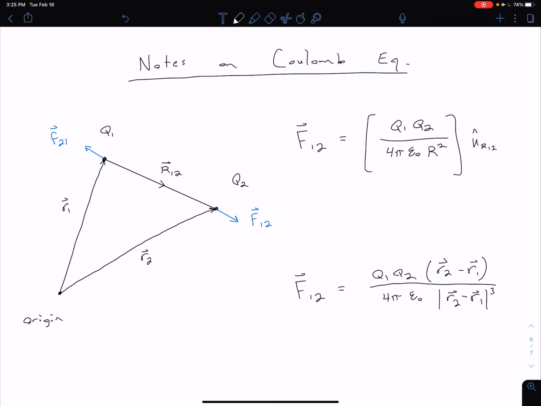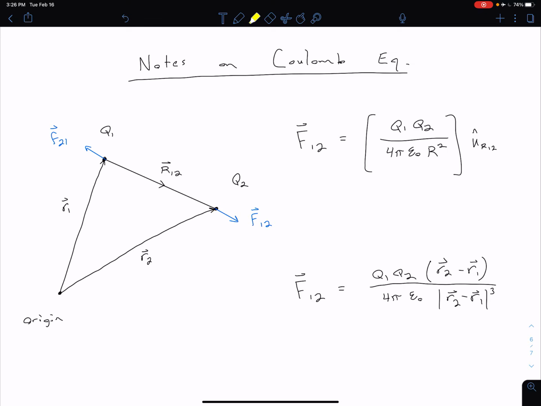In this video, we're going to go over a few important notes related to Coulomb's law and the equations that we arrived at the end of the last video. Just as a refresher, I have here the figure from the previous video where we were considering our Q1 and Q2 charges, as well as the two forms of the equation that we arrived at the end.